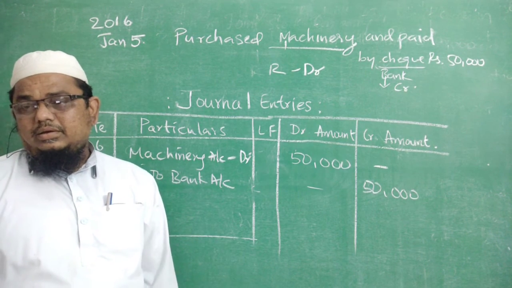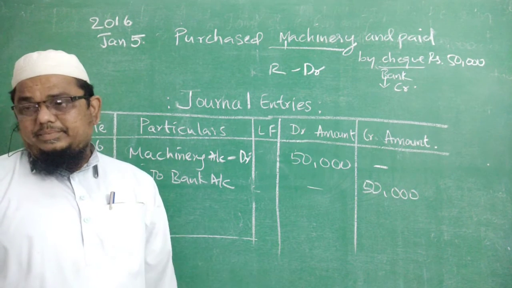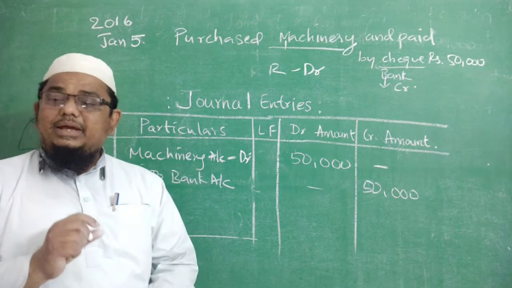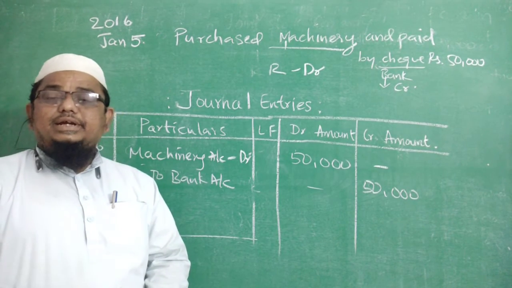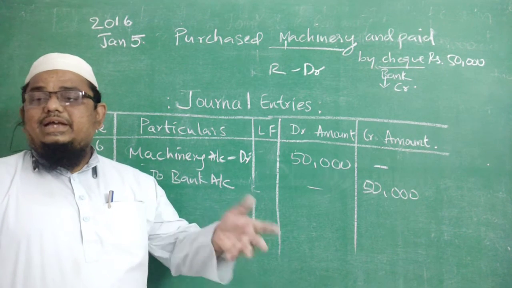Okay. Why are we crediting bank here? Because here the payer is bank. We have to credit bank because the payment is made by bank. The amount is deducted from our bank account. So we are not paying cash here.